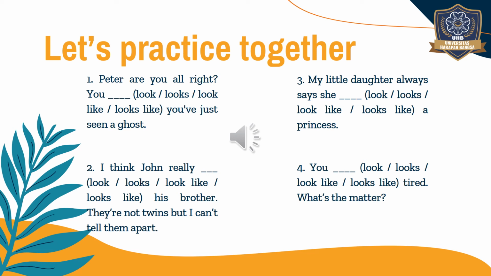Number 3, my little daughter always says she's blank a princess. A princess is also a noun. And the subject here is she. So the correct answer is looks like. My little daughter always says she looks like a princess.